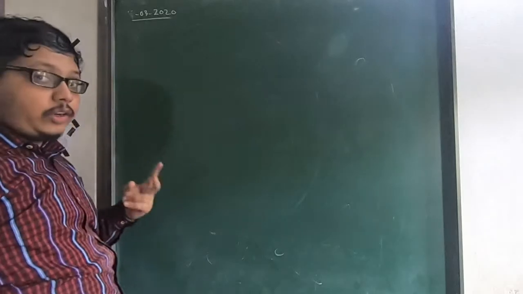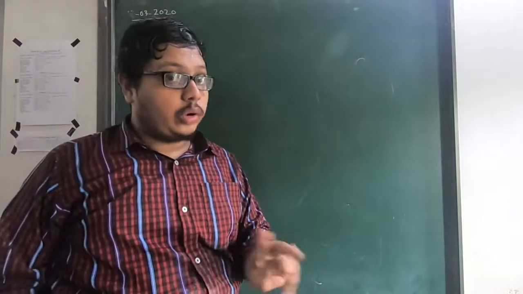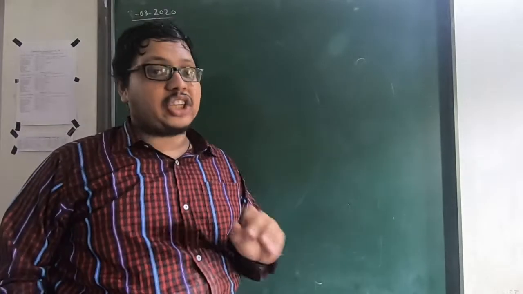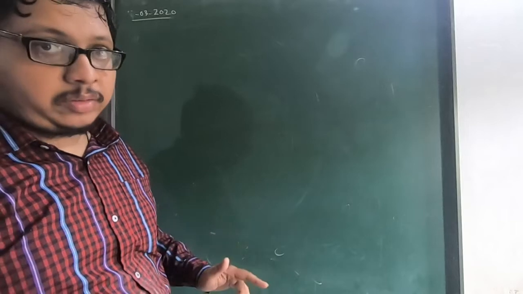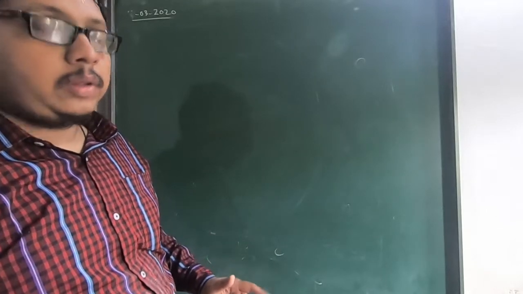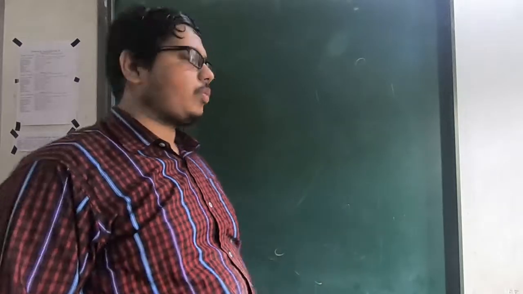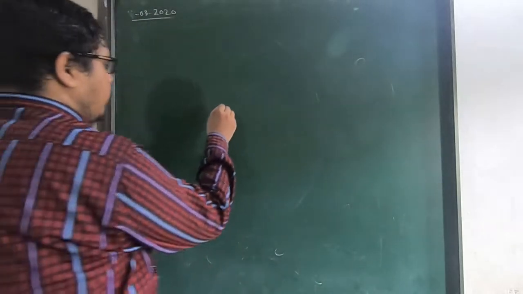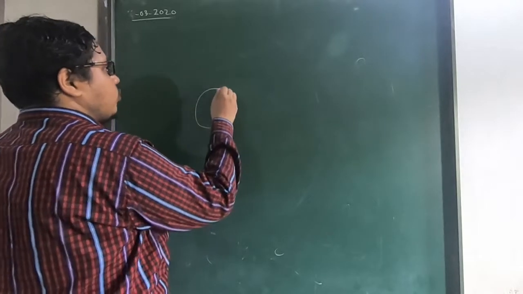So far we have used only one rule, the 2n square rule, but there is a second rule. Remember we discussed that the last shell cannot have more than 8. Okay, the last shell cannot have more than 8. So let's see this one.